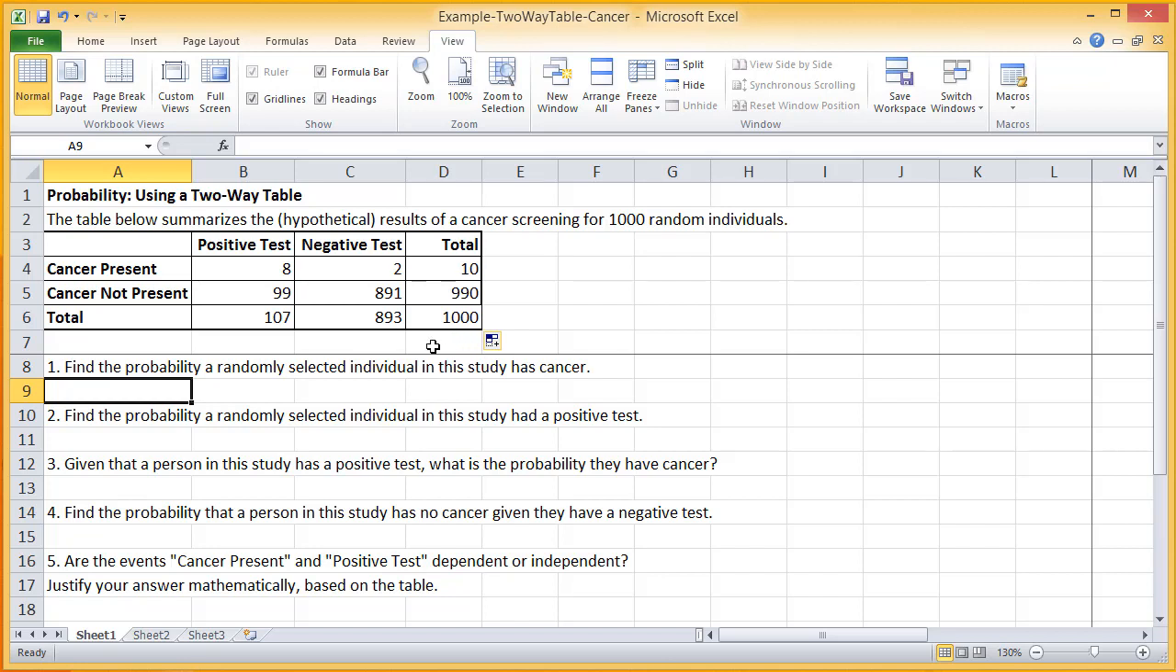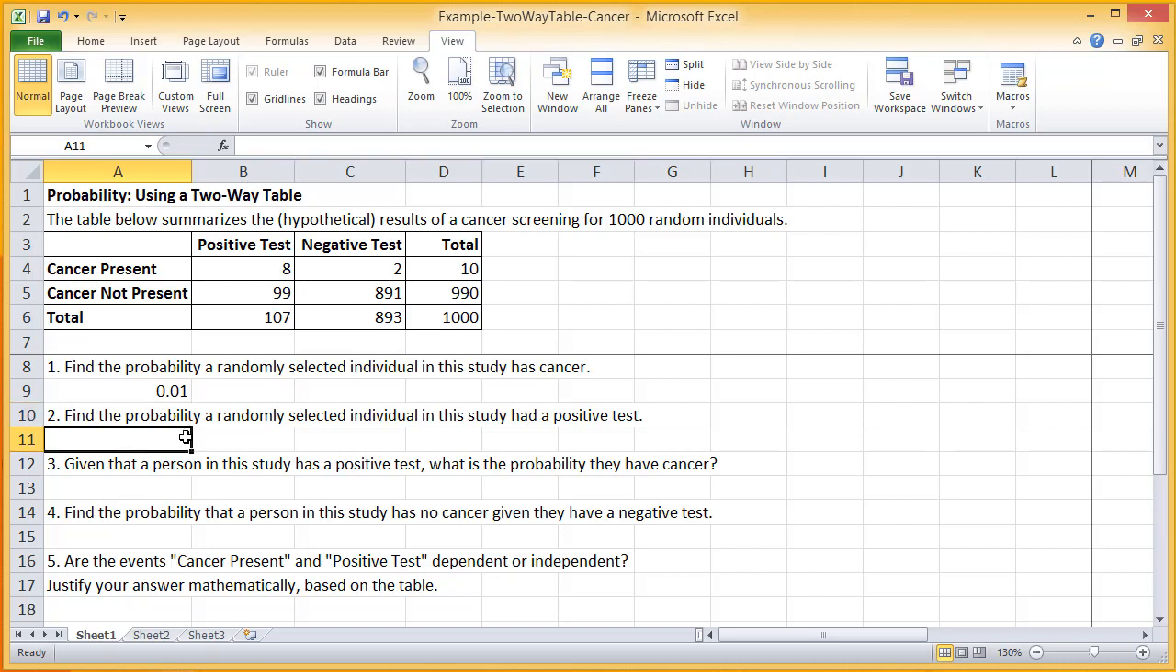The probability that a randomly selected person from the study has cancer, the denominator will be 1,000 since we're picking from everybody, and the numerator is 10 since that's the number of ways I can pick somebody who actually has cancer. So to do that in Excel, I'll type equals 10 divided by 1,000. We see that's 0.01 or 1% if we want to express it as a percent.